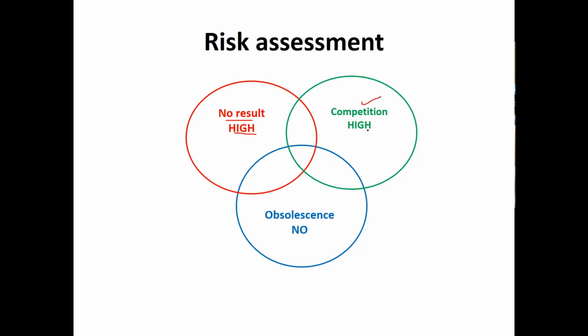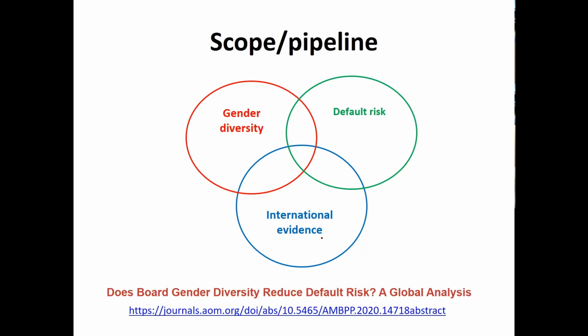The competition risk was high because many people were working on gender diversity research. So maybe someone will publish before me. Risk of obsolescence, no, because both default risk and gender diversity are very topical research areas that everyone wants to work on. The scope of the project, I was focusing on the Australian market.